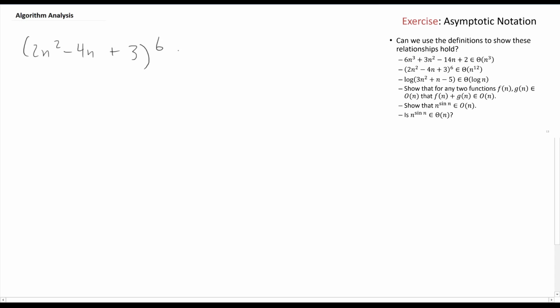All right, so looking at this one, again, the question asks us to show that this is in theta of, and maybe we should make a good guess here. We can see that if we expanded this, the highest degree should be 12. And so that's the guess that I'm going to put here. Again, we're going to try and do upper and lower bounds, but maybe it's going to be worthwhile for us to simplify this before we do that.